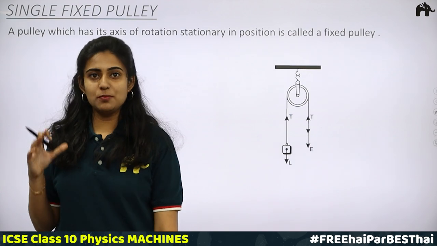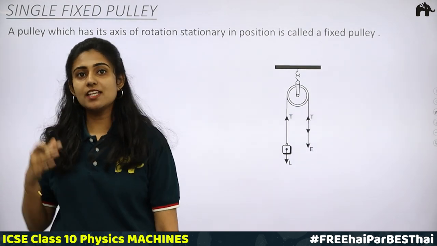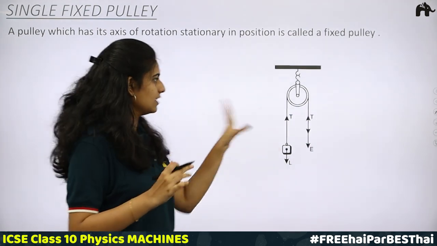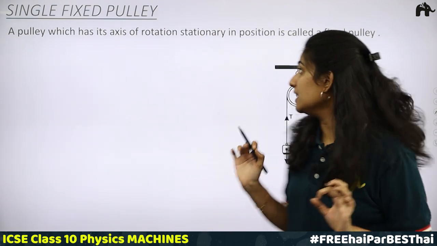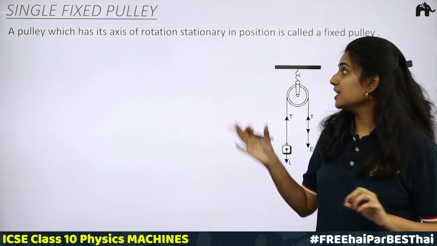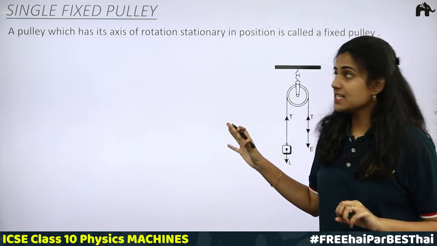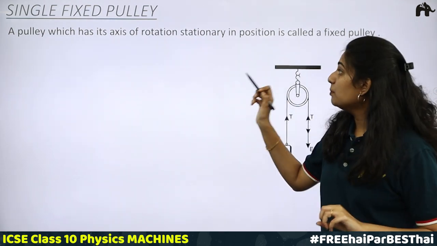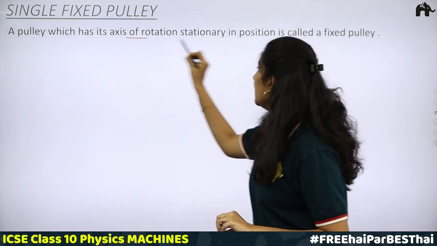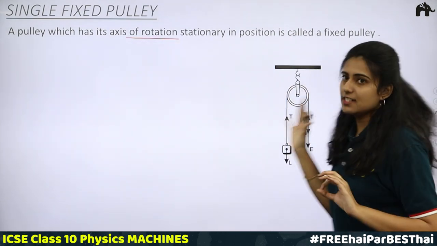First of all, what is a pulley? A pulley is a single rotatory wheel and a rope system. Here you can see a figure. This is an example of a single fixed pulley. There are two types of pulley, single fixed pulley and single movable pulley. Here we'll be discussing single fixed pulley. A pulley which has its axis of rotation stationary in position is called a single fixed pulley.